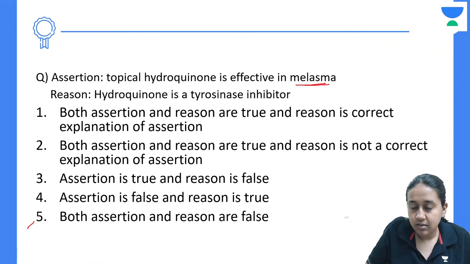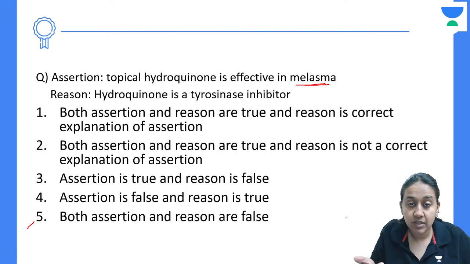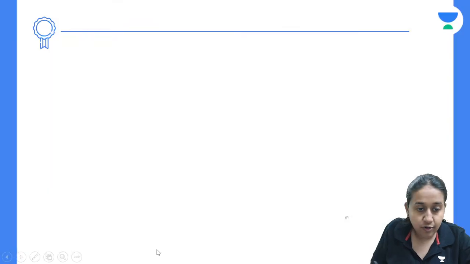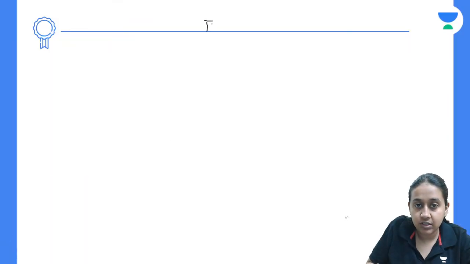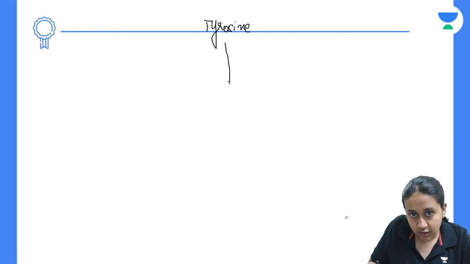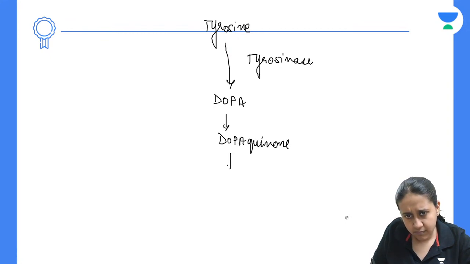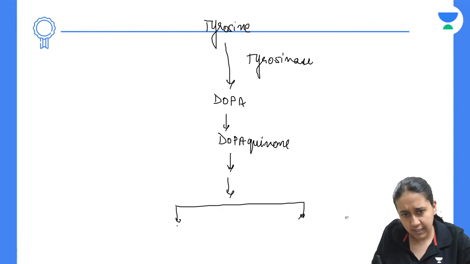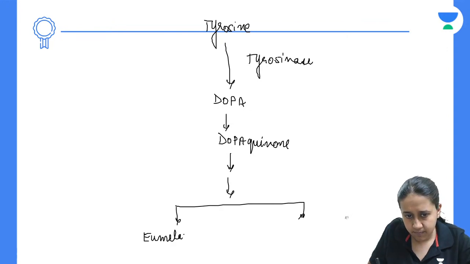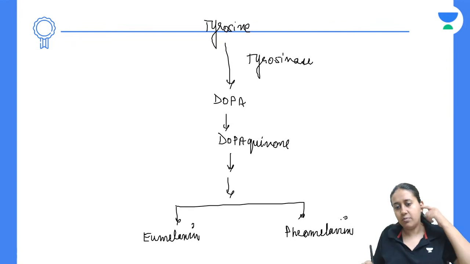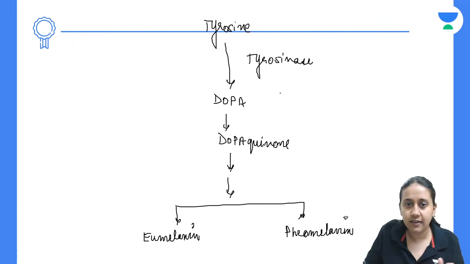Now in melasma, the melanocytes are forming more pigment, and I hope everybody knows that for production of pigment you need tyrosine, which is converted to DOPA in the presence of the tyrosinase enzyme, and this DOPA through multiple steps converts into two types of pigment, eumelanin and pheomelanin. Eumelanin and pheomelanin. Is that clear?